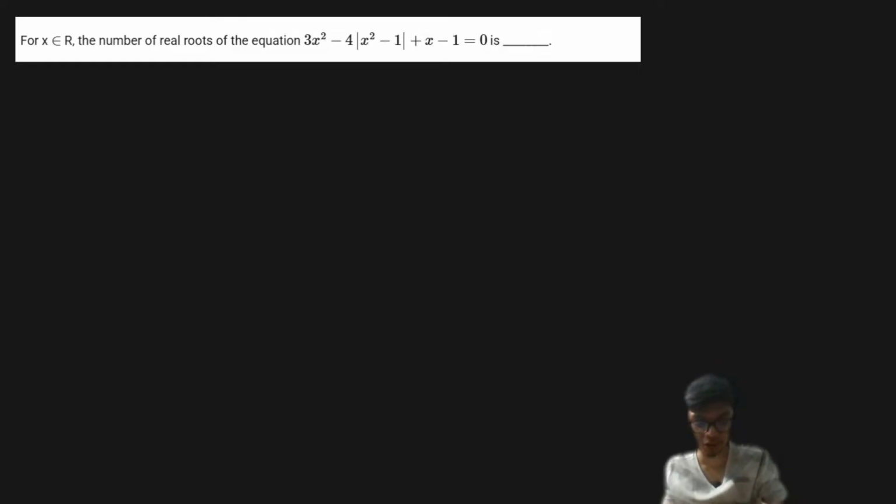So from that modulus function, we basically have to simplify it out, and in order to get a solution, we have to simplify the equation for the different ranges. In these types of questions, it is very important to make cases for your exam.